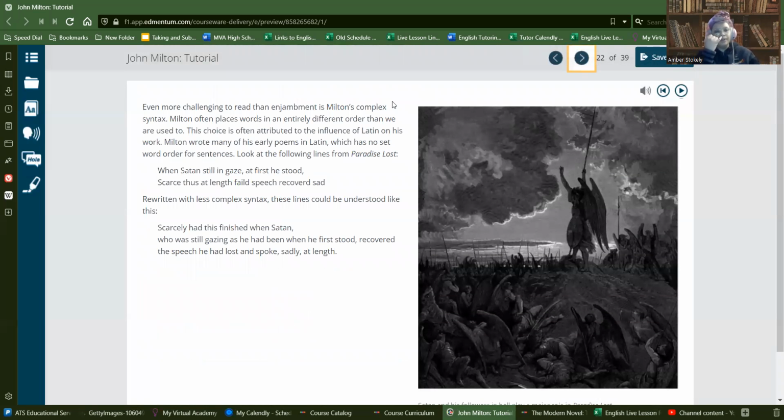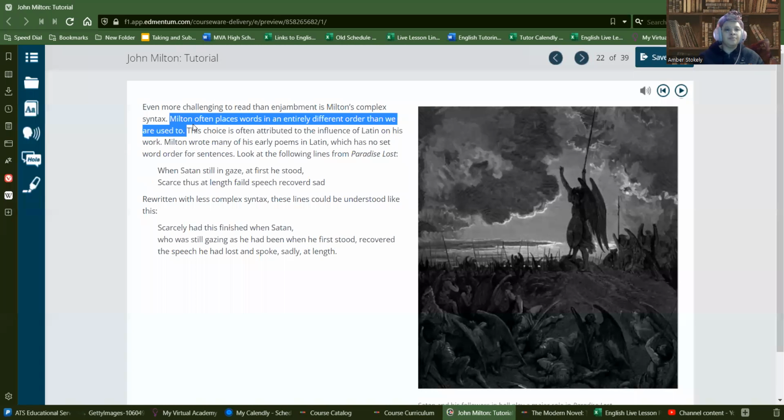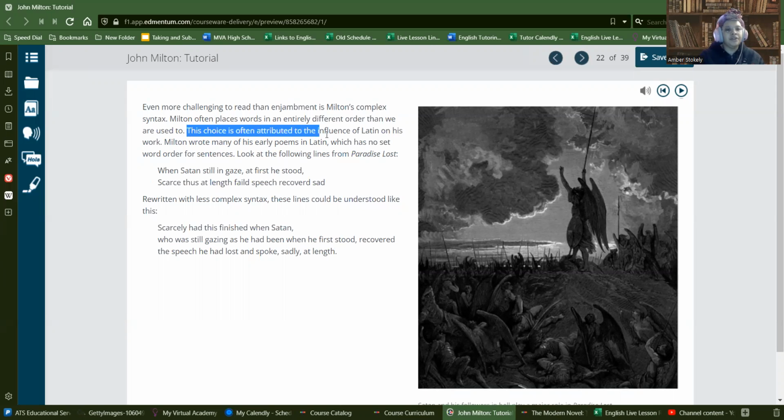Alrighty. So now we get to talk about the syntax. So the syntax is the sentence structure. They tell you pretty much up front here, Milton often places words in an entirely different order than we are used to in modern English. So basically that sort of olden English type of format is what he uses here. So it's important to look at the way that he writes the sentences to help you understand. It says this choice is often attributed to the influence of Latin on his work, because the way that sentences in Latin are formed are different.